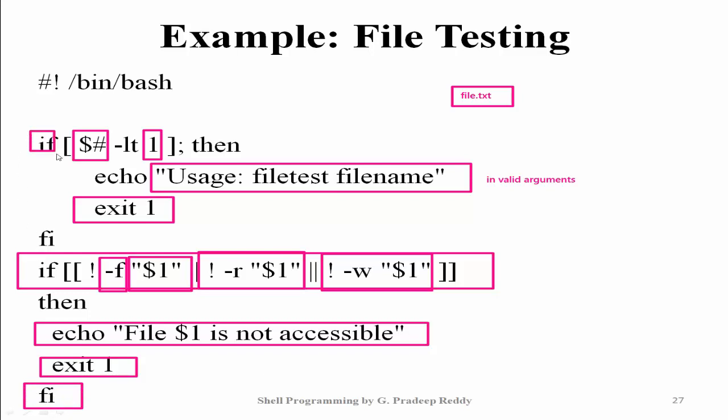There are two particular if statements here. One is checking the number of arguments. If it is less than 1, then you are going to exit. Otherwise it will check whether it is a file or not. So -f stands for whether it is a file or not. Then -r stands for whether it has readable permission or not. -w stands for writable permission, and here by using a not, we check whether the file lacks it. So then you are going to print it is not a file, or it does not have readable permission. If it does not have writable permission, you are going to print file is not accessible.